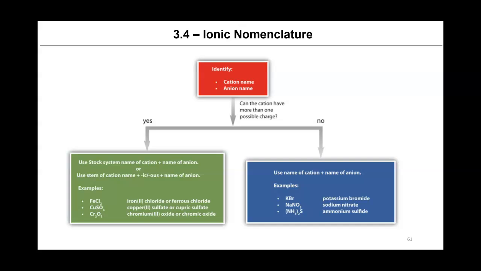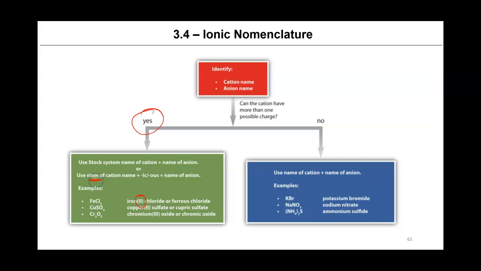So here's a little flowchart helping you name ionic compounds. First thing we're going to do is identify the cation name and the anion name. So the first question we want to ask ourselves is, can the cation have more than one possible charge? And if the answer is yes, we're going to have to use the stock system to name the cation, which means we need to determine its charge and then give the metal that is forming the cation its name, followed by the charge in parentheses.